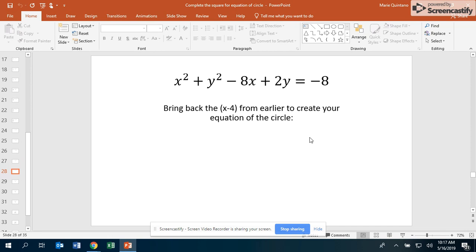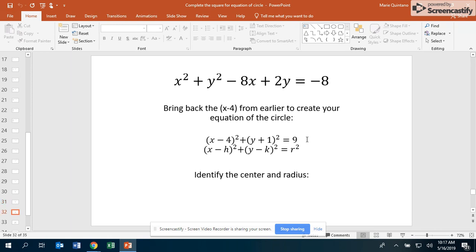The x minus 4 from earlier, we're going to bring back. The y plus 1 we just ended with, we're going to bring back. We combine everything we left off with our x minus 4 from earlier. So x minus 4 squared I got. y plus 1 squared equals 9, we just finished with, and together those create our equation. Our x minus h squared plus y minus k squared equals r squared. Now we have the very same equation we started with in standard form.